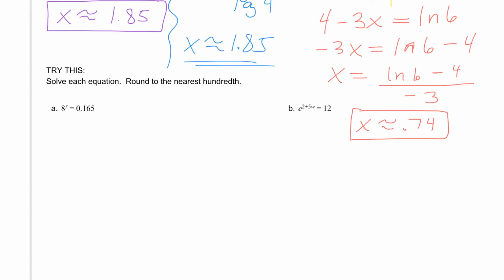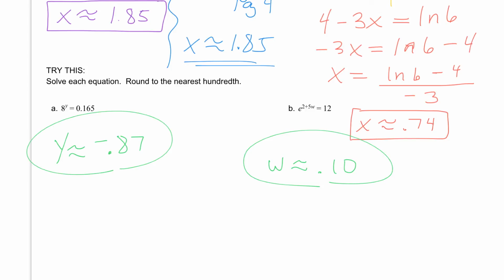If you did the try this correctly, for letter A, you should get y to be approximately negative 0.87. And for B, you should get w to be approximately 0.10. If you have questions on either one of those, please let me know.